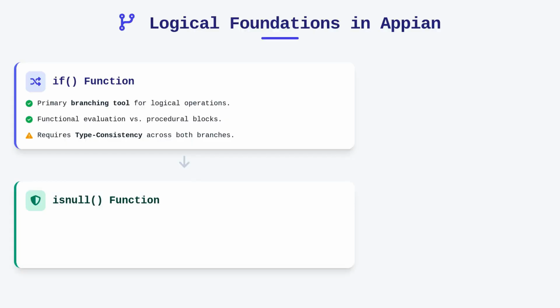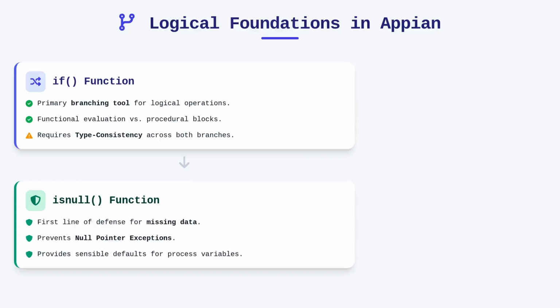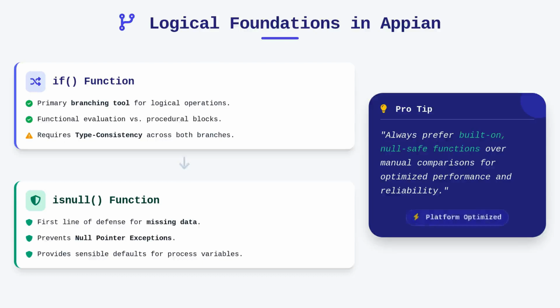Pair this with the isNull function, which is your first line of defense when handling data that might be missing from a process variable or a record field. Relying on isNull allows you to provide sensible defaults or alternate paths when your data layer returns empty sets, preventing the dreaded null pointer exceptions that often plague complex integrations. Always prefer these built-in, null-safe functions over manual comparisons, as they are optimized for the platform's internal engine and handle various data types with greater reliability.